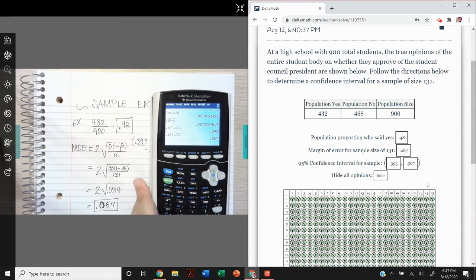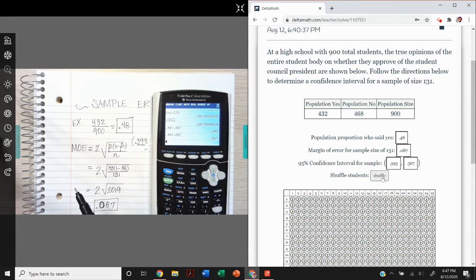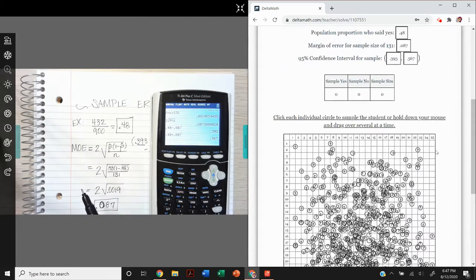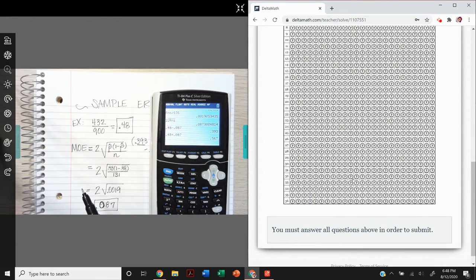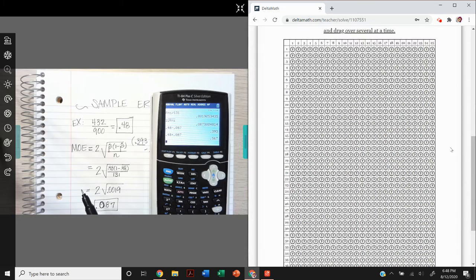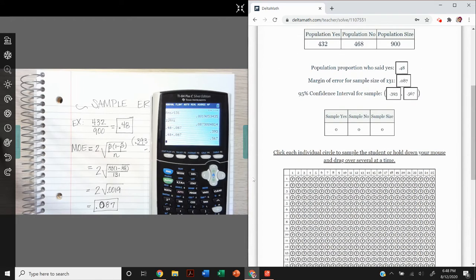Okay. Now, what we're going to do is run a simulation, and it says hide all the opinions. So, all right, click hide. Now it says to shuffle. So you can see down here, it is shuffling all those opinions. If you looked at it before, all the yeses were listed first and all the nos were listed at the end. Now what it's telling you to do is to click on each individual circle to sample the student or hold down your mouse and drag over several at a time.